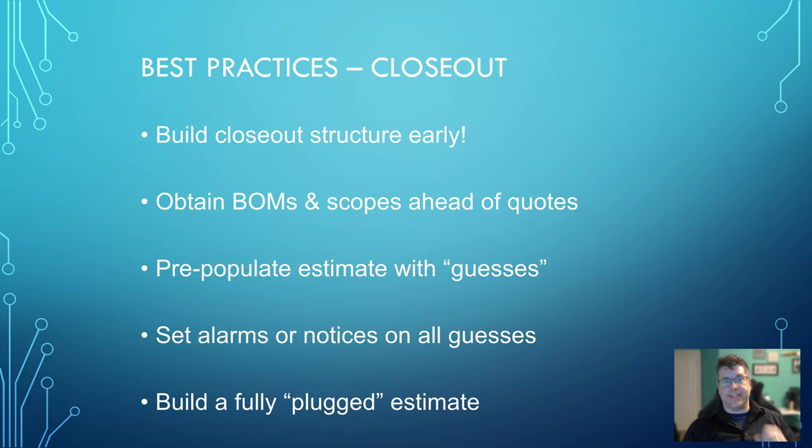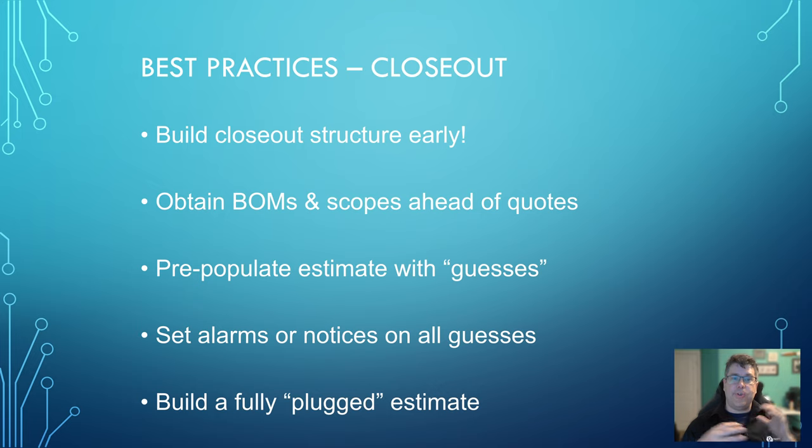Pre-populate your estimate with guesses. Now, this doesn't really apply to the summary, quote unquote, screen, or your B materials, your commodities. We're not really too worried about those here. Where this really kicks in is for your A materials, the quoted packages. Make sure when you're filling in your estimate, you populate guess numbers for those. And same with your sub trades. Pre-populate every time you create one of these packages with a plug number.